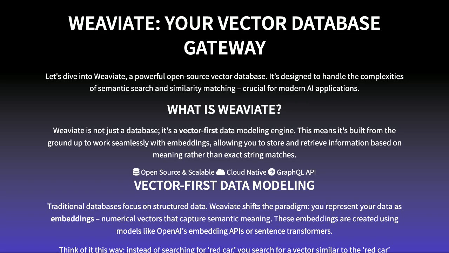Okay, let's talk about Weaviate. It's a really cool open source vector database that's becoming increasingly popular for building AI applications. Unlike traditional databases, Weaviate is built around the concept of vector-first data modeling. That means you represent your data as embeddings, essentially numerical fingerprints of meaning. These embeddings are created by feeding text or other data into embedding models like OpenAI. It handles things at a semantic level, so searching based on meaning instead of exact matches, making it super useful for things like recommendation systems and similarity search.